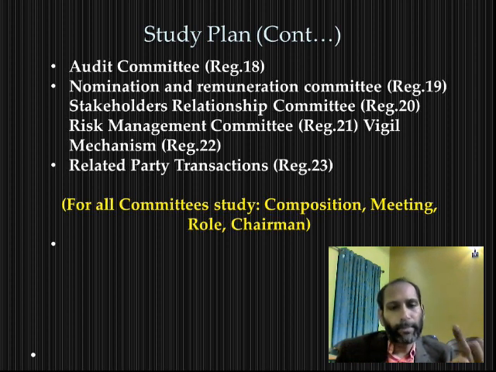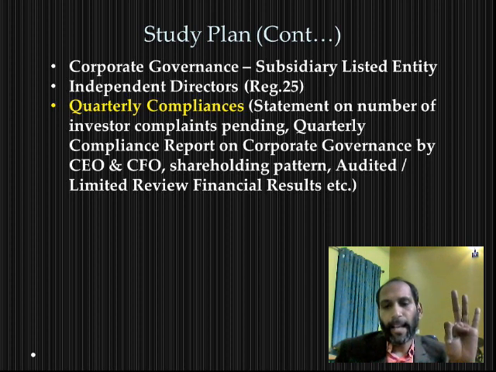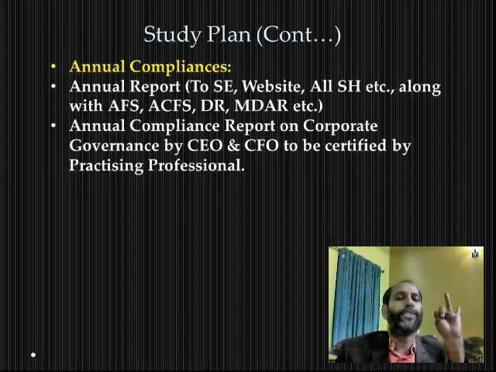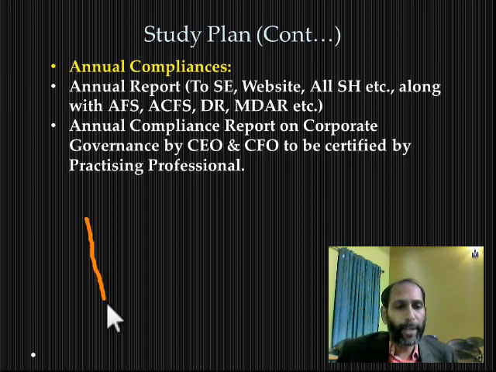Vigil mechanism, 13. Related party transactions, 14. Then corporate governance for subsidiary listed companies, 15. Independent director, very important, 16. Quarterly compliances, 17. Annual compliances, 18. So 18 areas minimum you have to study.